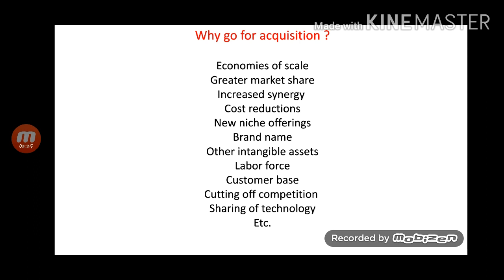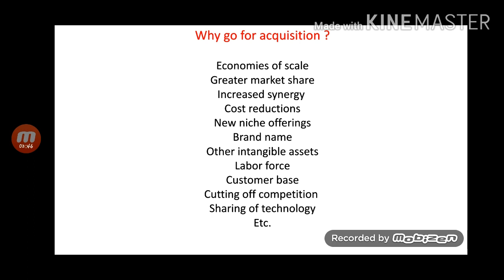And increased synergy. In management, it is said that if proper talent and resources come together, then 2 plus 2 will not be 4 but 5, which means the productivity will be much more than the expenses incurred in acquisition.